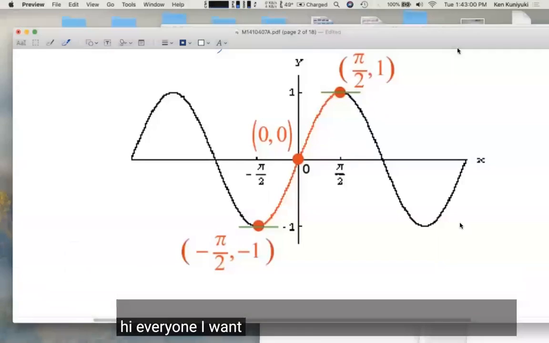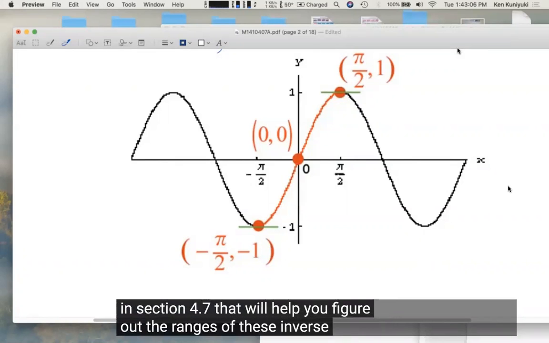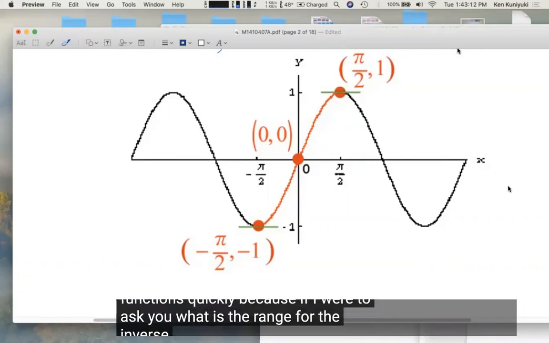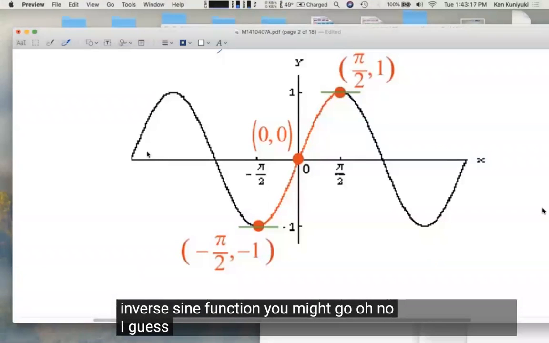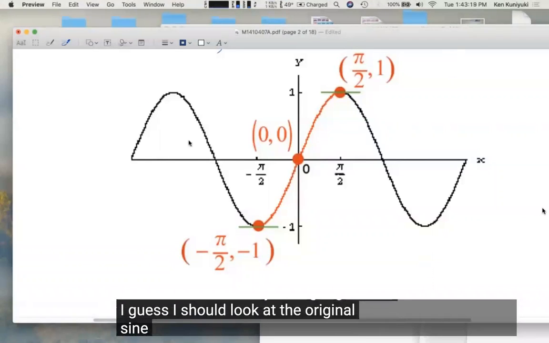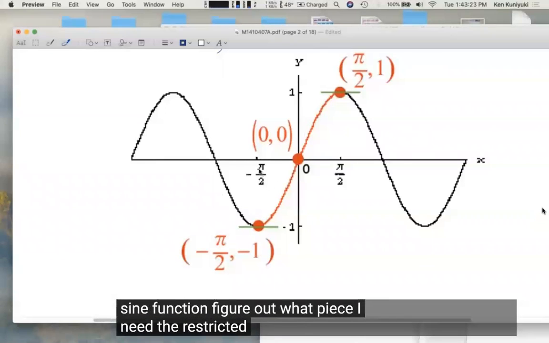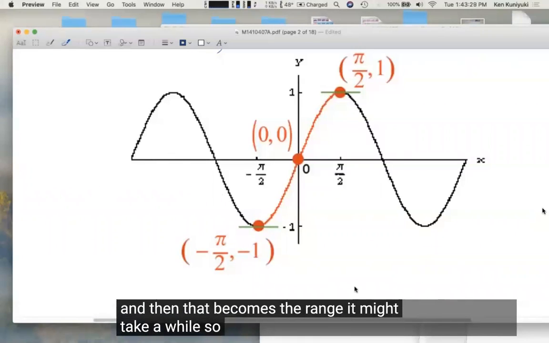Hi everyone, I want to discuss a shortcut in section 4.7 that will help you figure out the ranges of these inverse trig functions quickly. Because if I were to ask you, what is the range for the inverse sine function? You might go, oh no, I guess I should look at the original sine function, figure out what piece I need, the restricted domain I would want, and then that becomes the range. It might take a while.